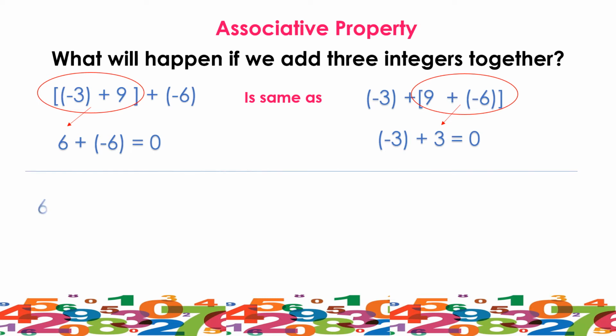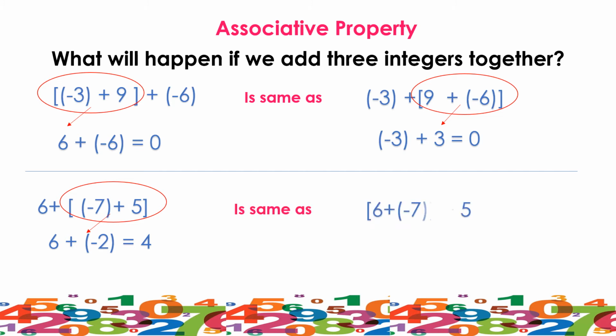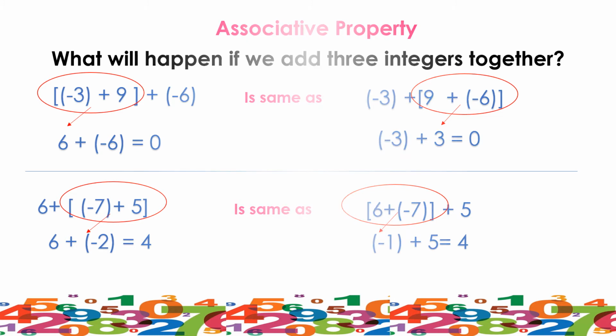Next example, 6 plus (negative 7 plus 5). Negative 7 plus 5 equals negative 2. 6 plus negative 2 equals 4. This is the same as (6 plus negative 7) plus 5. 6 plus negative 7 equals negative 1. Negative 1 plus 5 equals 4. We got the same answer.